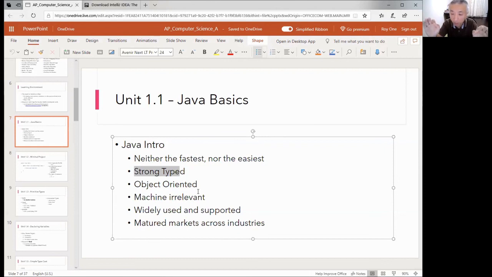In Python, the same variable, let's say x, at this moment can hold a number. The next moment, it can hold a sentence. The next moment, it may hold an entire class.